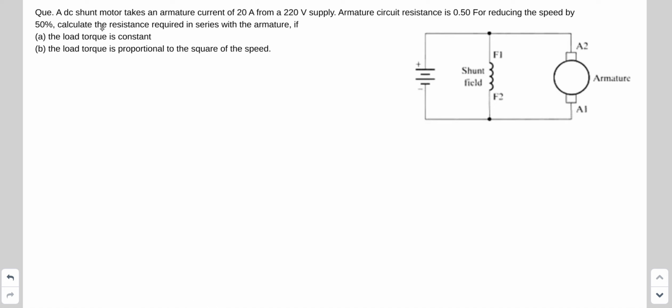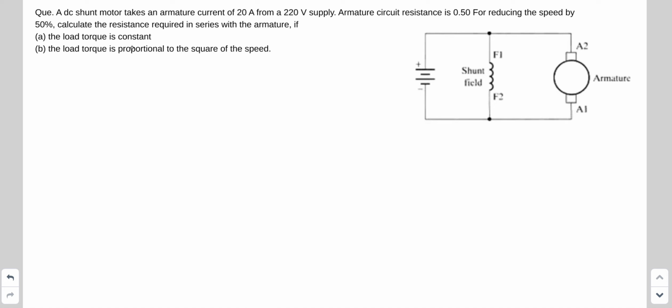Hello viewers, today we will solve a problem based on the speed control of DC shunt motor by resistance method. So our question is, a DC shunt motor takes an armature current of 20 ampere from a 220 volt supply. Armature circuit resistance is 0.50 ohm. For reducing the speed by 50%, calculate the resistance required in series with the armature if the load torque is constant, and second condition is the load torque is proportional to the square of the speed.